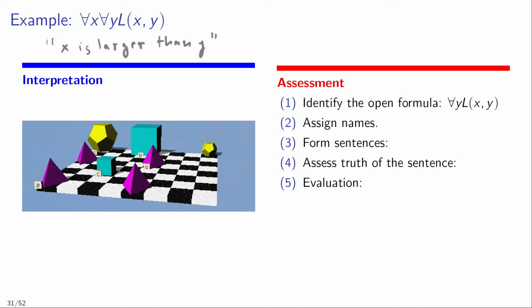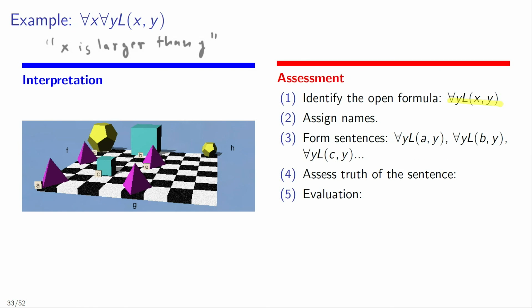Now, in the first step, we need to identify the relevant open formula. In this case, that is the formula for all y, Lxy. In the second step, we need to assign names to the objects in our domain. Now you can see that some of these objects already have a name. A, B, C, D, and E already have a name. And I'll just go ahead and assign names to the remaining objects, F, G, and H.